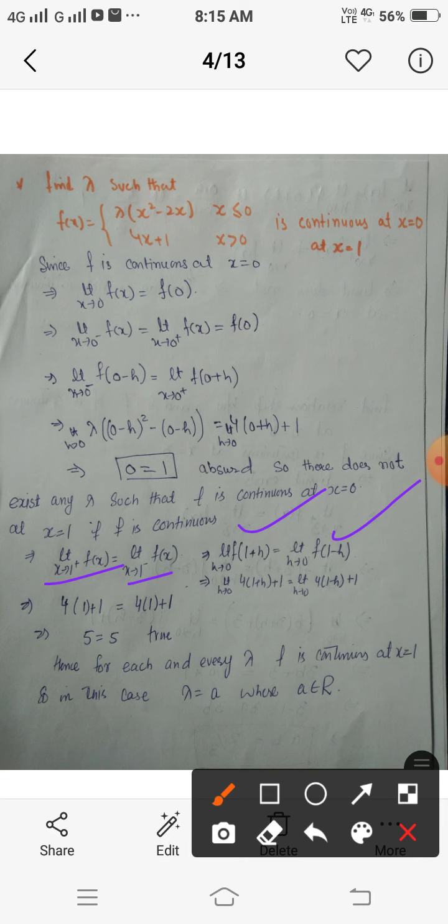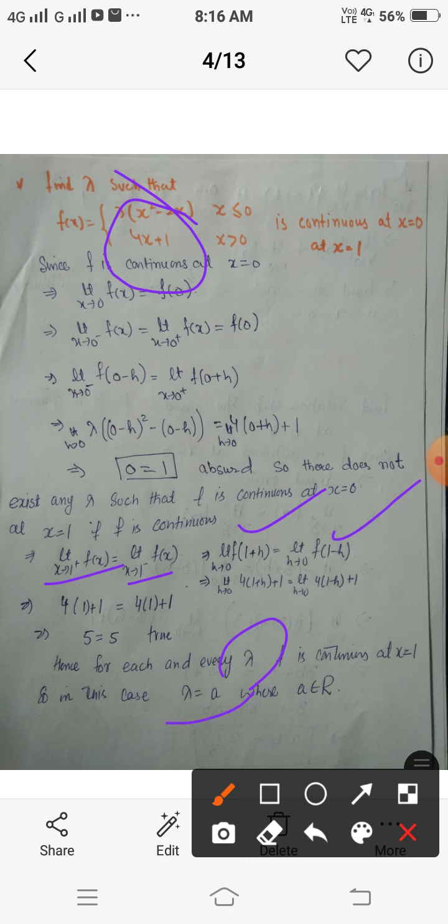Now 1 plus h is a point which is greater than 1, so we have to put 1 plus h in 4x plus 1, because this is the required condition. And 1 minus h we also have to put in 4x plus 1, because for all the points which are greater than 0, the function is defined by 4x plus 1. So putting these, we simply get 5 equals 5, which is true for each and every condition. This means that for each and every lambda, this function is continuous at x equals 1.